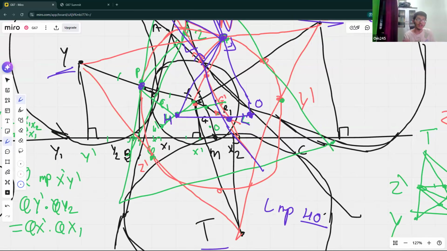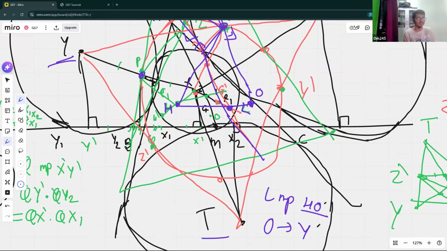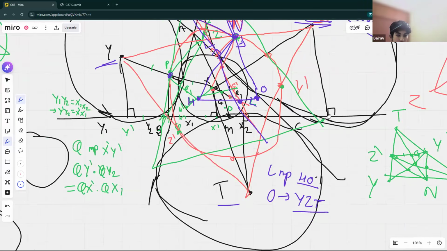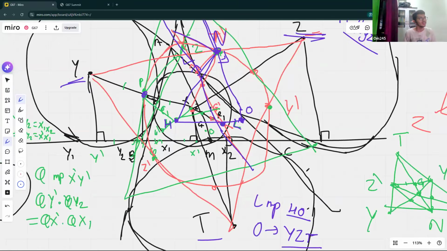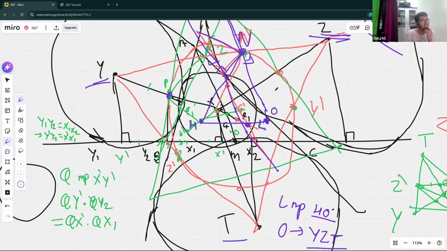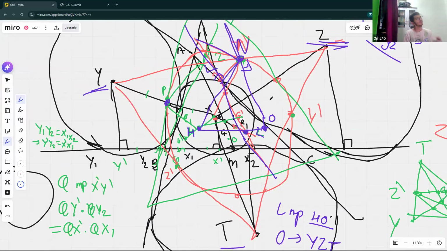Wait, what? Who is the circumcenter of ABC? No, O is the circumcenter of YZT. Oh, right, sorry. Yeah, so then it becomes... Okay, now we need a G. So we need the circumcircle of this. Oh wait, it's a 9-point circle.